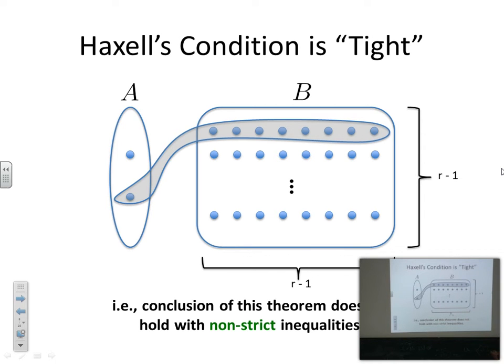And you can check that this satisfies Haxell's condition with non-strict inequalities. For S equal to 1, this is easy. For S equal to 2, you take both of the vertices here, and consider all the edges that are present in the hypergraph now. What is the least number of vertices that you need to pick from the B side so that all of the edges are hit? If you think for a moment, you are forced to pick some row and some column. And so that's r minus 1 plus r minus 1 minus 1, which gives 2r minus 3.